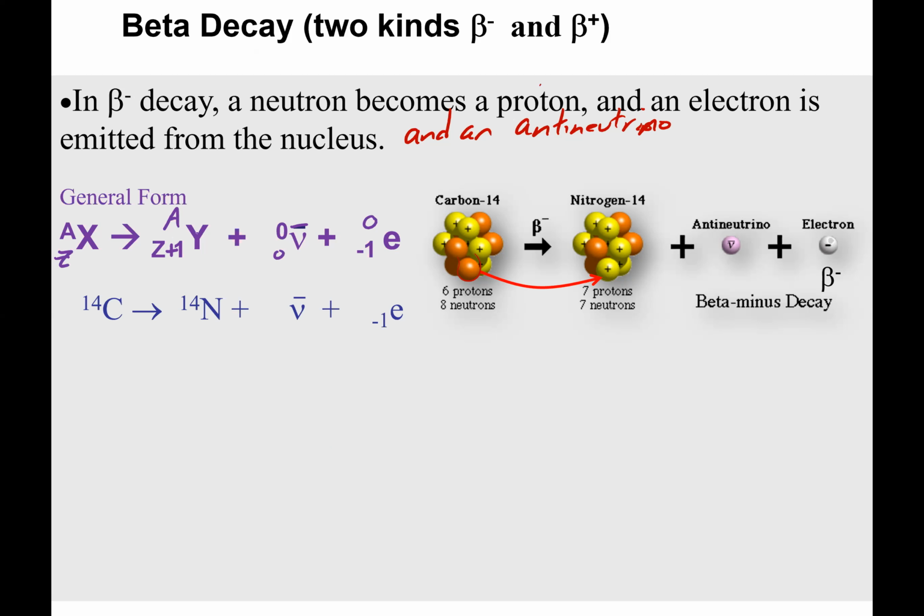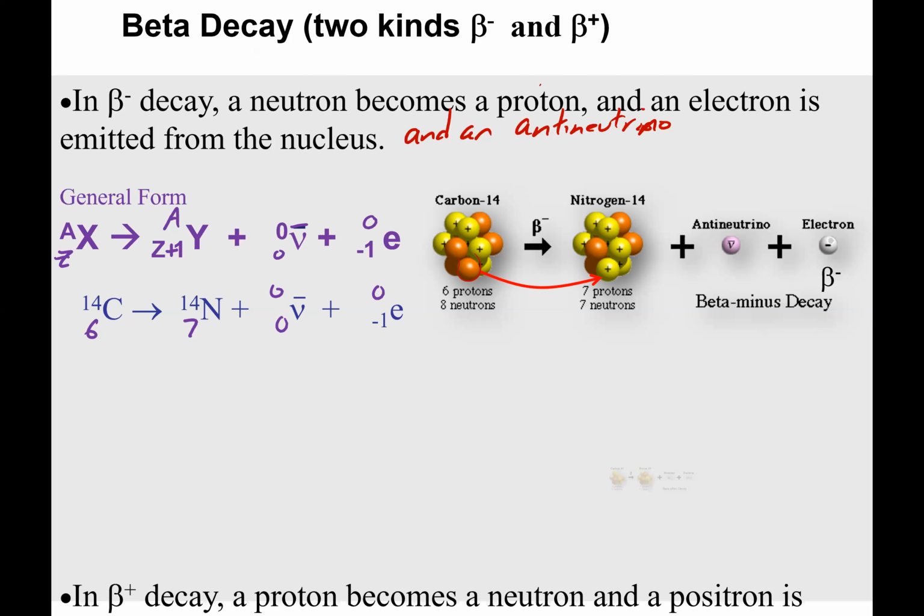So we have carbon 14, which is 6 on the bottom here. This is 7, 0, 0, 0. This is the example from the right, and this is beta minus.